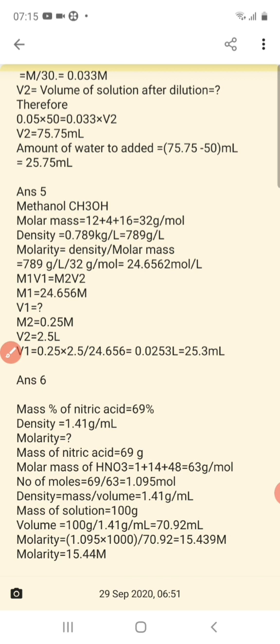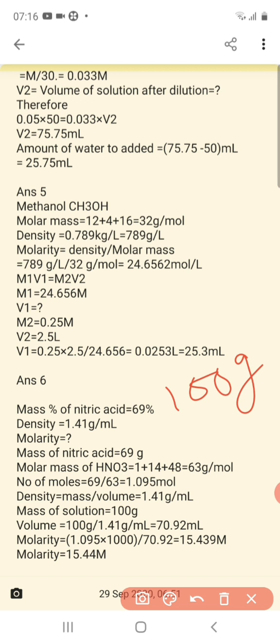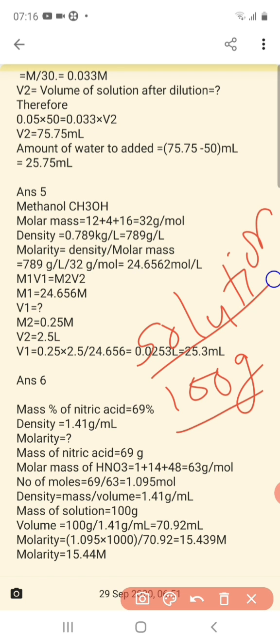Now for solving such type of question, first of all you take the total mass of the solution to be 100 gram. Assume the total mass of the solution is 100 gram. The mass percentage is given as 69%, so the mass of nitric acid present in 100 gram of 69% nitric acid solution will be equal to 69 gram.